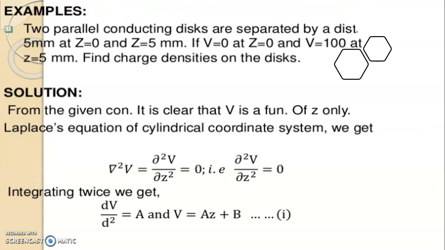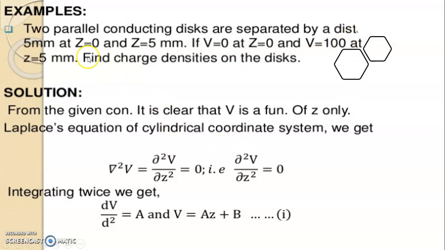So let us take an example. The example is like that. Two parallel conducting discs are separated by a distance of 5 mm at z is equal to 0 and z is equal to 5 mm. If V is equal to 0 at z is equal to 0 and V is equal to 100 at z is equal to 5 mm, find the charge densities of the discs.